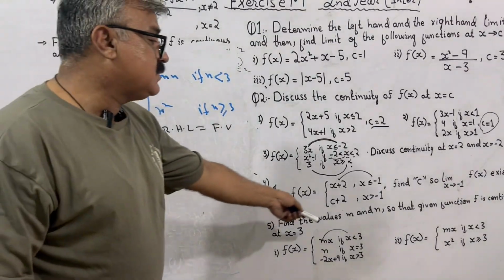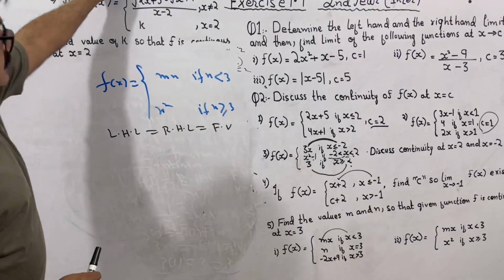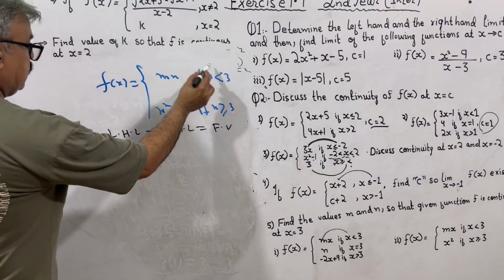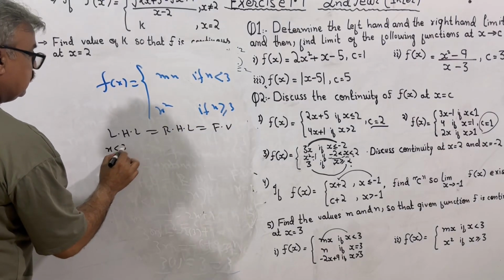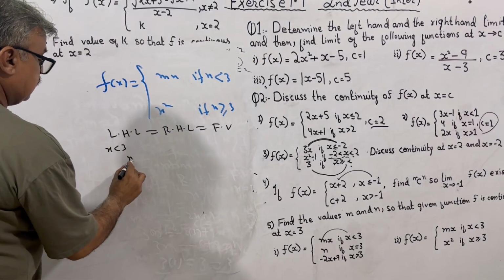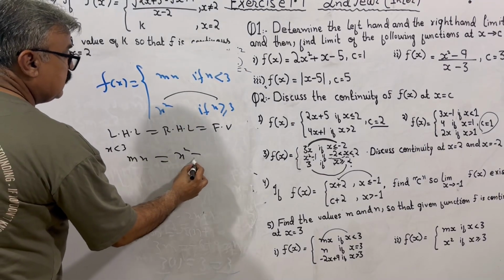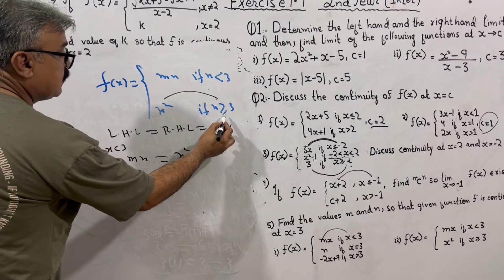Find the values of m and n so that the given function is continuous. Then we have to find m and n. Left hand limit means x must be less than 3. We have to take this function mx. For greater than 3, that is our function x square. For function value, look at it, greater than or equal to 3.